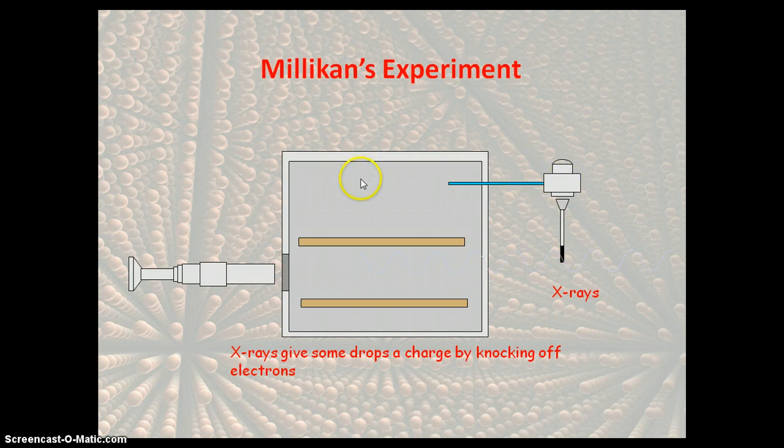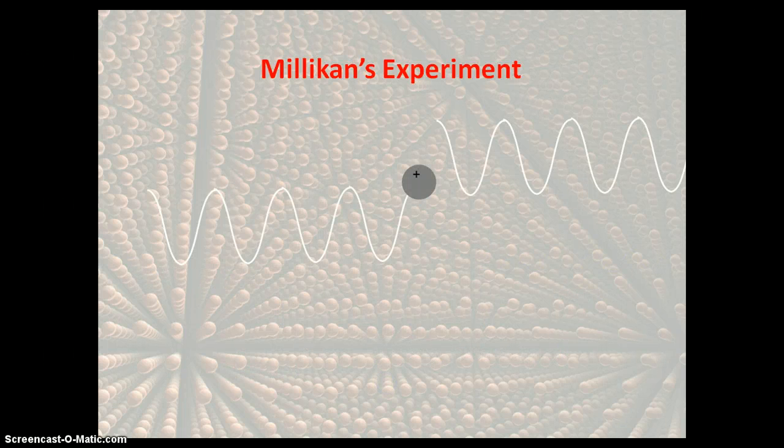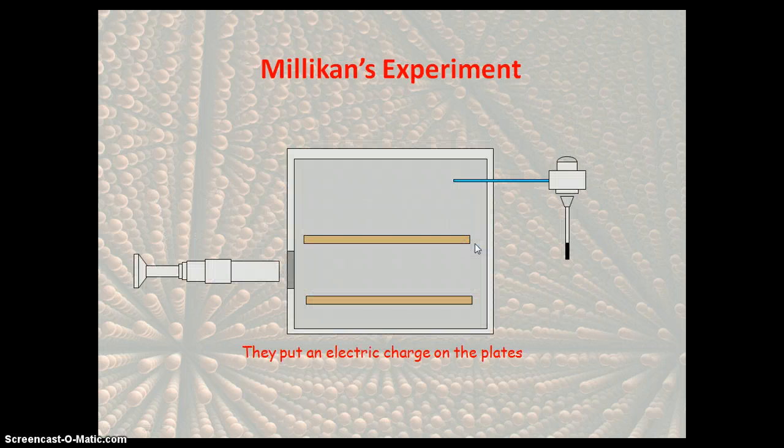When they sprayed the oil droplets in there, they could use x-rays on the drops, and they would cause a charge by knocking some of the electrons off these little oil droplets. So here you see x-rays going in and making the particle positive by knocking off a negative electron. So then they can put the electric charge on these plates down here.